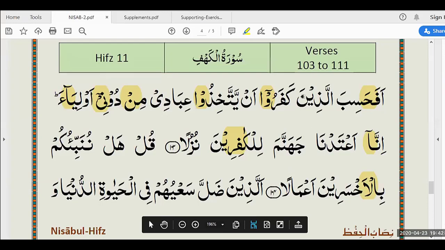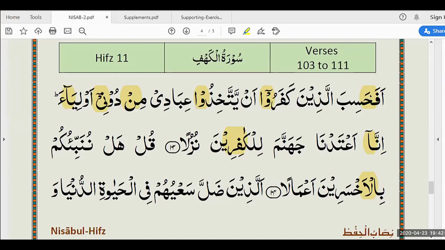Well done. Just a few things to point out. Ha has fatha on top, and what's the rule for fatha? How many seconds do you have to prolong it for?